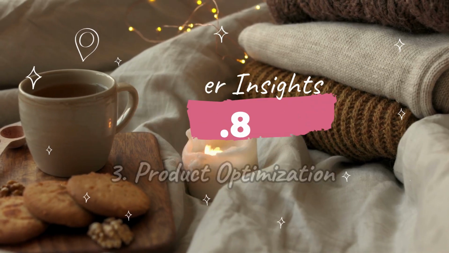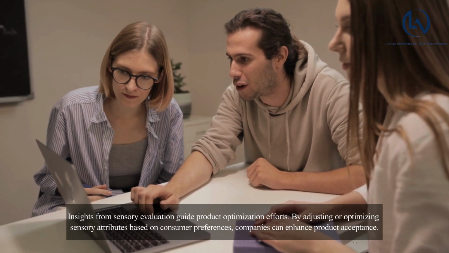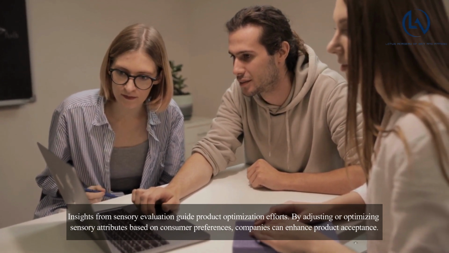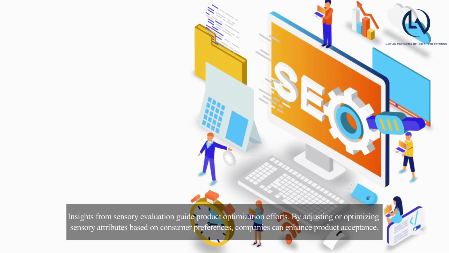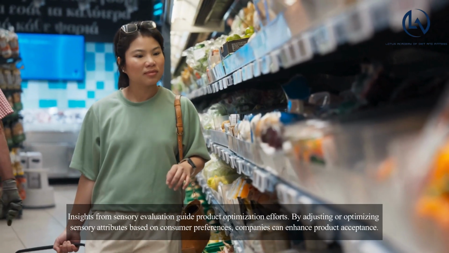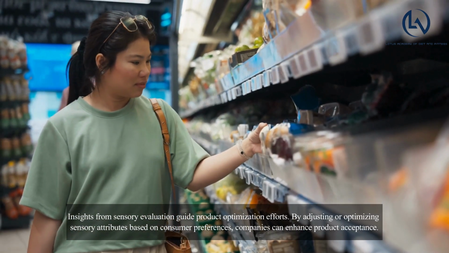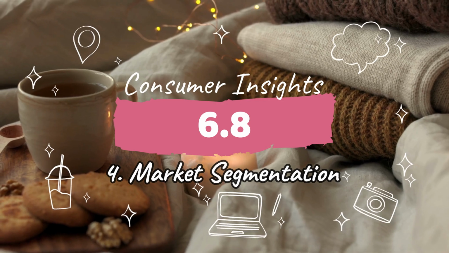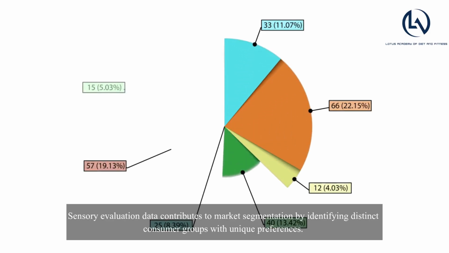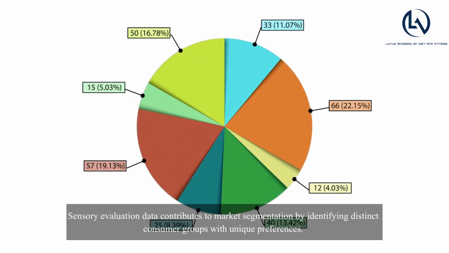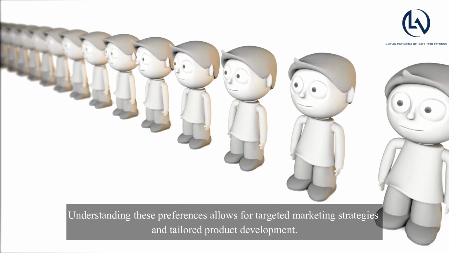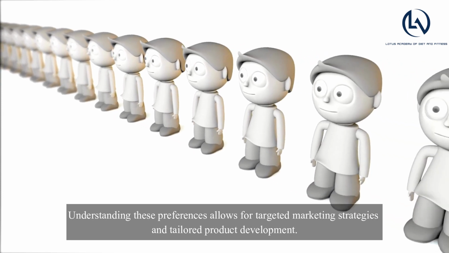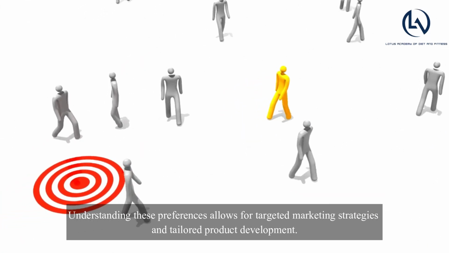Product optimization. Insights from sensory evaluation guide product optimization efforts. By adjusting or optimizing sensory attributes based on consumer preferences, companies can enhance product acceptance. Market segmentation. Sensory evaluation data contributes to market segmentation by identifying distinct consumer groups with unique preferences. Understanding these preferences allows for targeted marketing strategies and tailored product development.